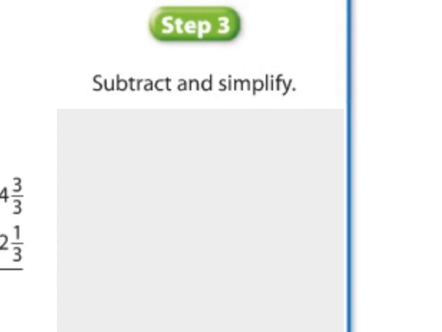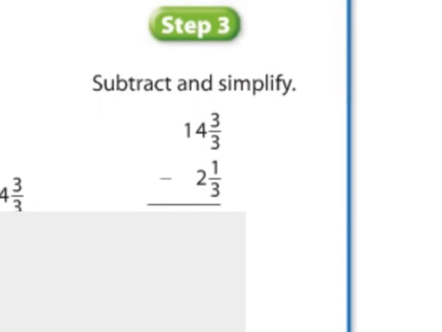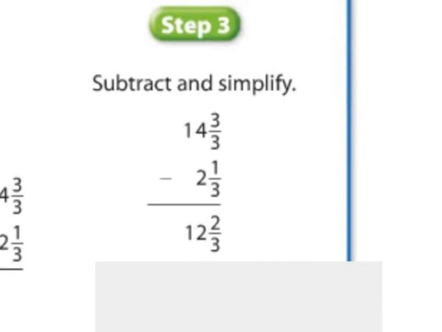Now we're going to subtract and simplify. 14 3/3 minus 2 1/3. We know that we're going to do fractions first, so 3/3 minus 1/3 is 2/3. Then 14 minus 2, that's 12, and there's my answer.